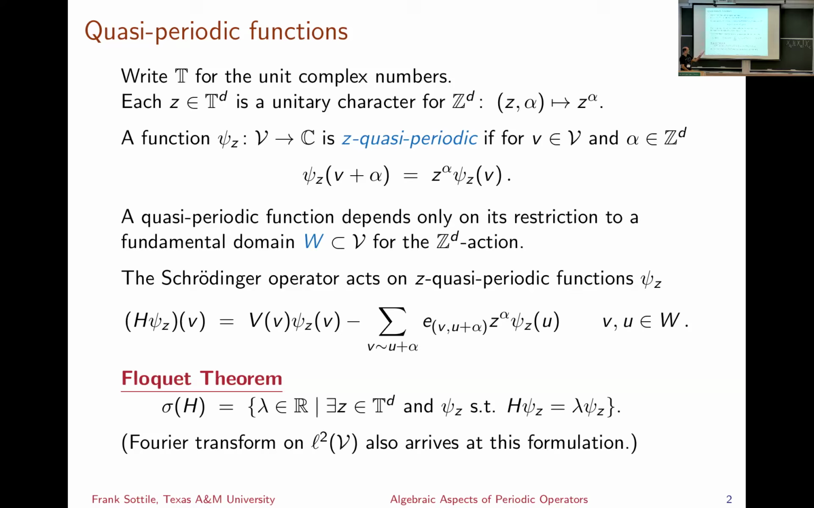And the Schrodinger operator acts on these functions because these are just functions on the vertices. And the formula is a little bit simpler. Because it only depends upon elements in the fundamental domain, I'm going to write it just in terms of them. And so it's the same operator as before. You multiply the value at a vertex by the potential, and then you subtract the value at the end of edges, multiplied by the weight of the edge. But if you leave the fundamental domain, you can come back to it by paying the price z to the alpha.